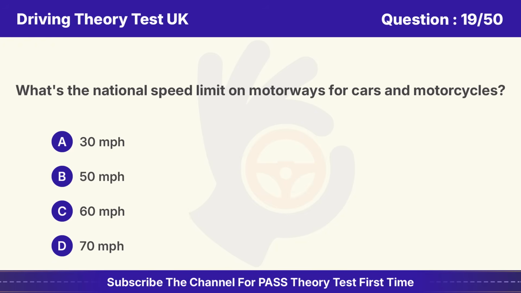Question 19. What's the national speed limit on motorways for cars and motorcycles? Option A, 30 miles per hour, B, 50 miles per hour, C, 60 miles per hour, D, 70 miles per hour. Answer is D, 70 miles per hour.